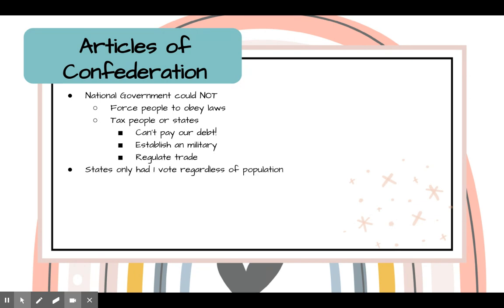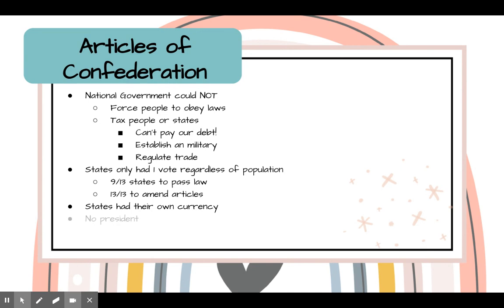And states also only had one vote regardless of population, so a large state like Virginia had the same amount of input as a small state of Rhode Island. It took 2/3 of states to pass any law, and it took all of the states to compromise to amend the Articles of Confederation, which trying to get 13 people to agree on anything is very hard to do.